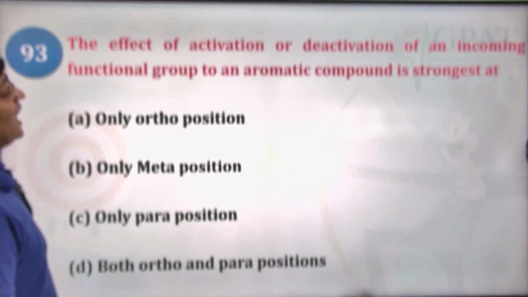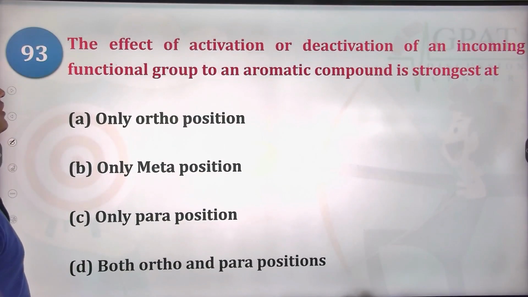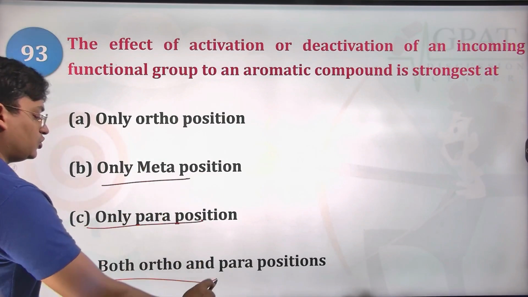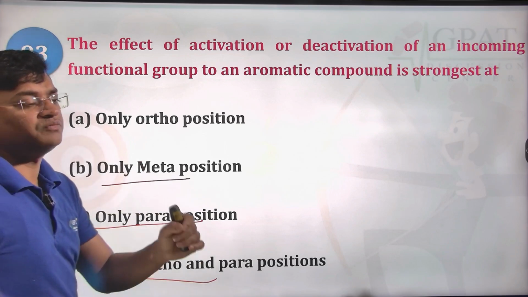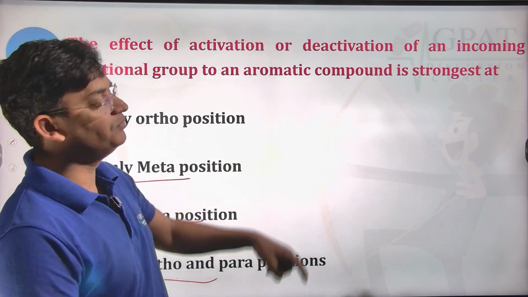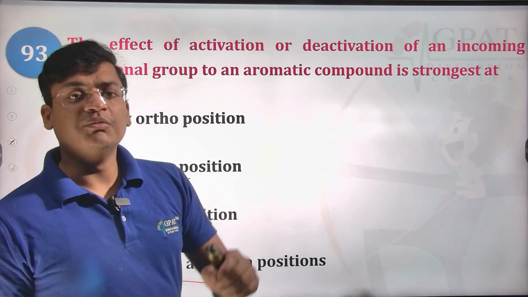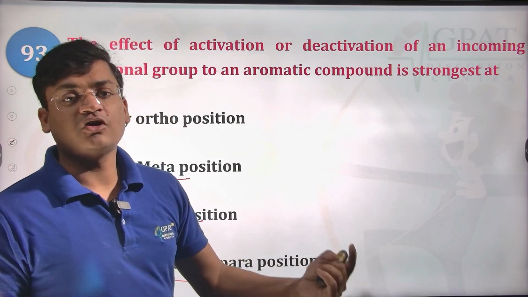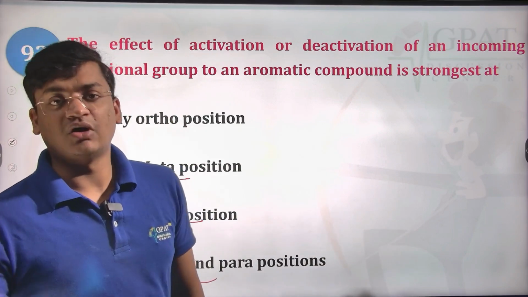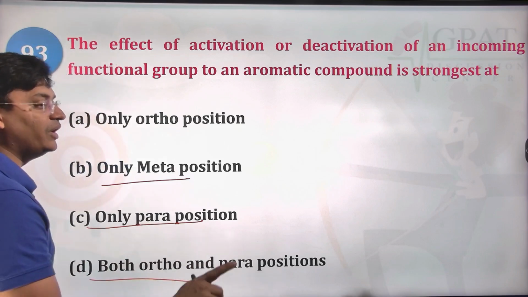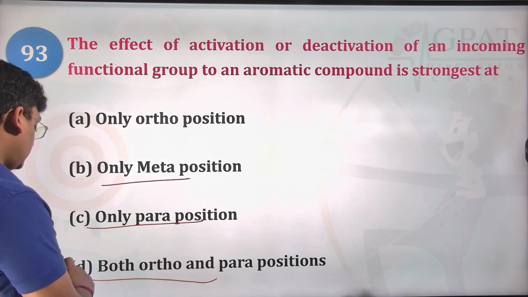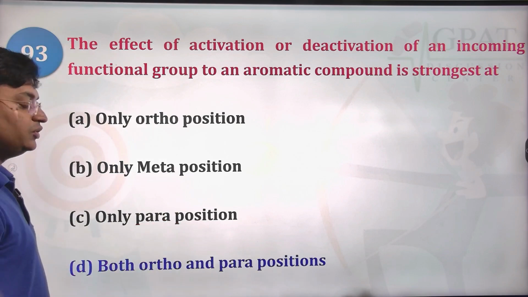The effect of activation or deactivation of an incoming functional group to an aromatic compound is strongest at only ortho, only meta, only para, or both ortho and para. So the effect of the incoming group will be decided by the already present substituent, and the effect of that substituent will take place only at the ortho or para positions. There is no effect of that particular substituent on the meta position.